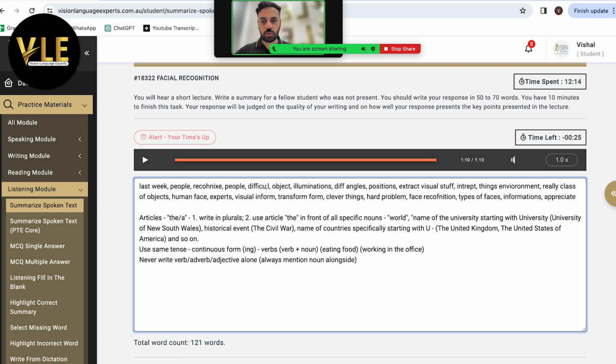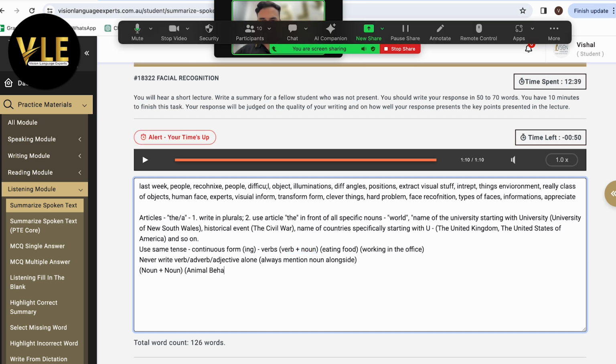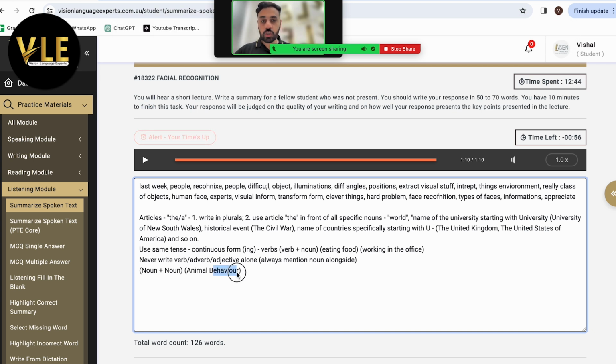The next point you have to keep in mind is that whenever you are using verb plus noun, sometimes students write two nouns together. Like animal behavior. Animal behavior is okay as long as you put an apostrophe s with the first noun, so it's going to be animal's behavior. Or microphone position, it has to be microphone's position. So this is very important: whenever you're writing noun plus noun, it has to be one with an apostrophe, and then it's going to be grammatically correct.